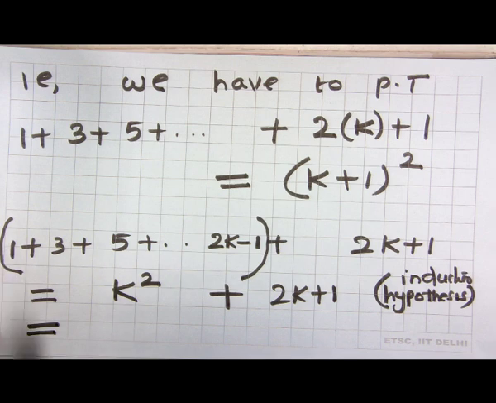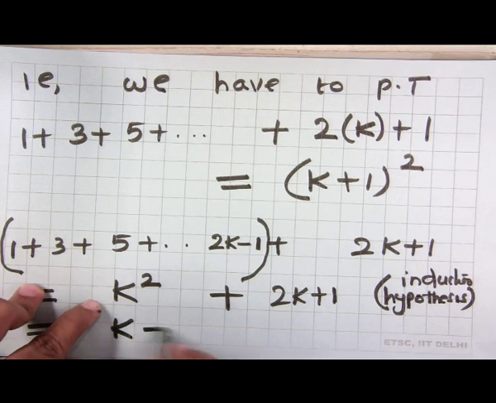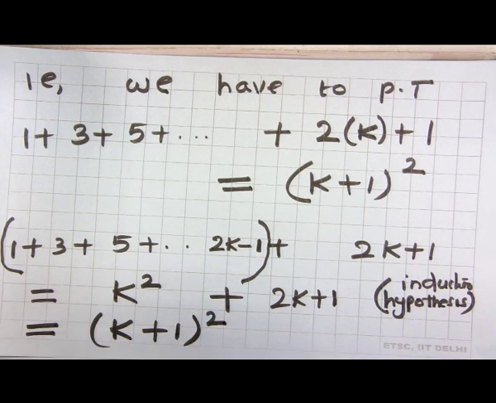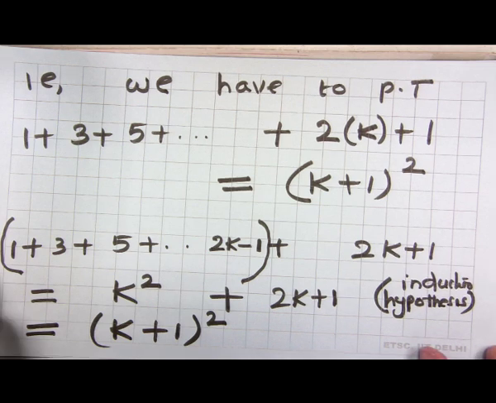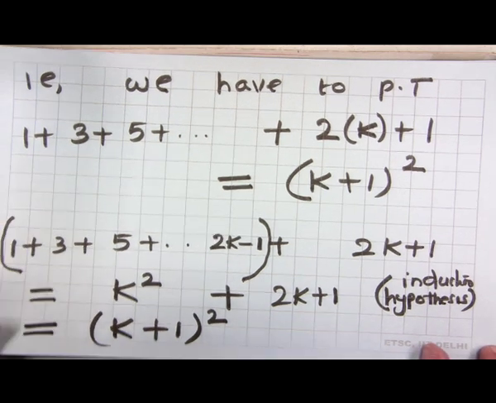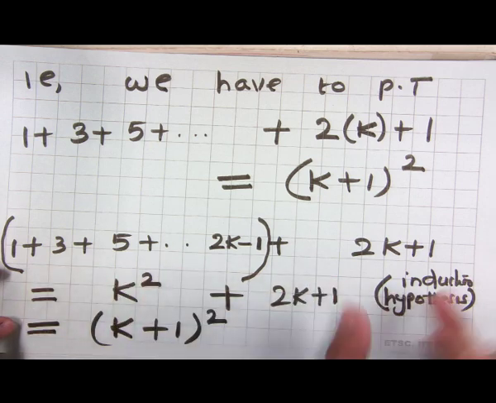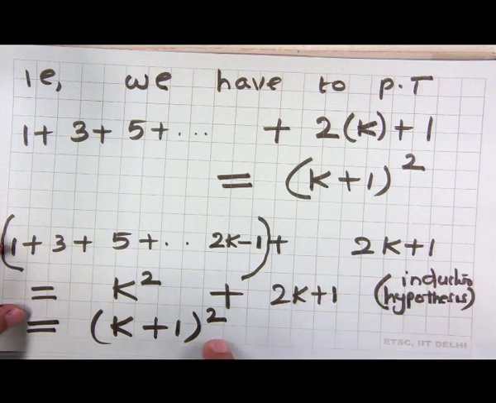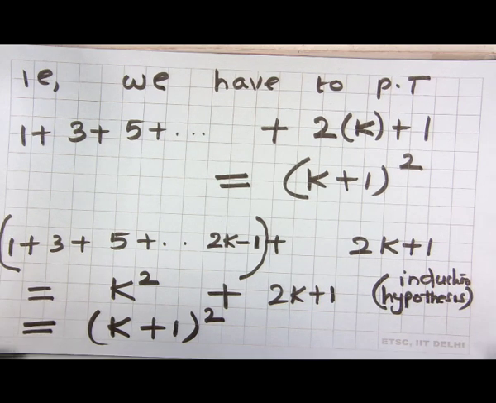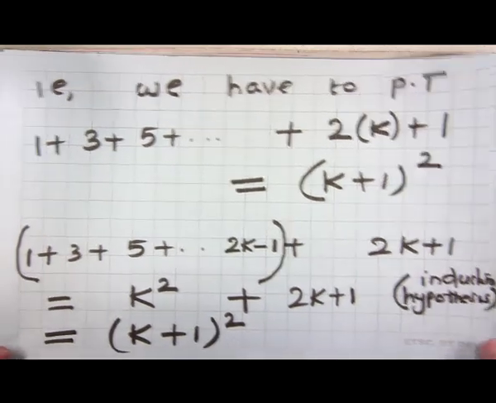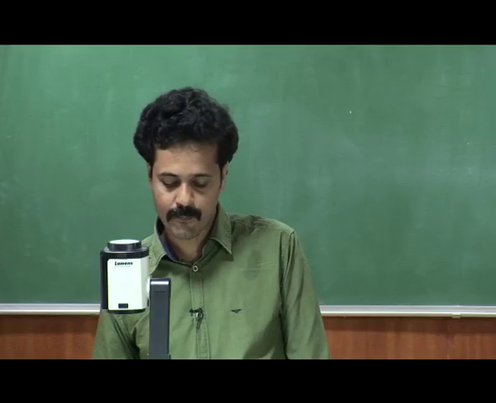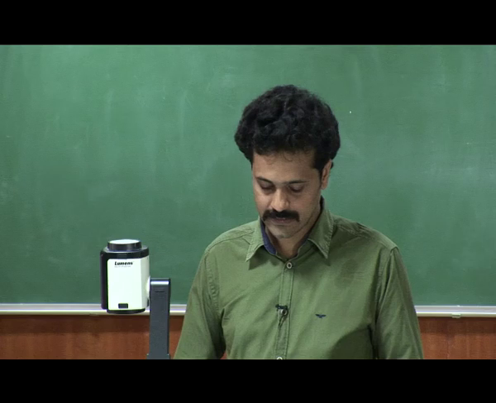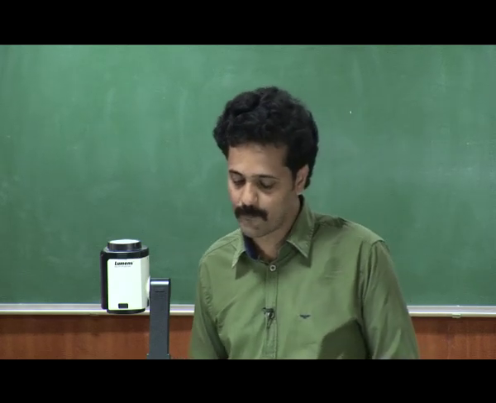k square plus 2k plus 1, which is the same as (k plus 1) the whole square by a little arithmetic. Thus, we have proved what is intended to be proved: the sum of the first k plus 1 odd positive integers is (k plus 1) square. Thus, assuming P of k is true, we establish the truth of P of k plus 1. Thus, the inductive step is complete.